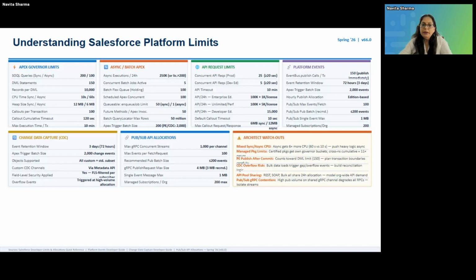Not knowing them, you may say that my application is successful, I have deployed, but then one sudden day you will find that it is failing on production. Because there are some limits you did not know, you didn't think about it, right?